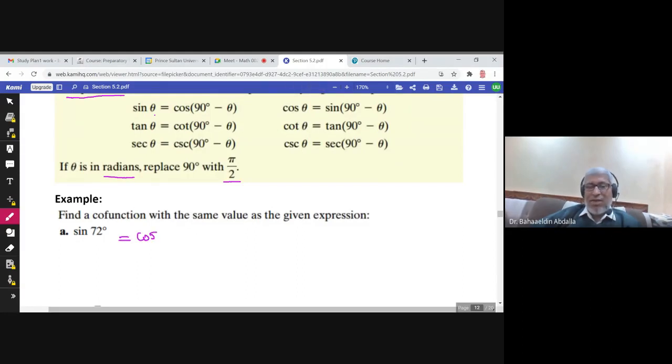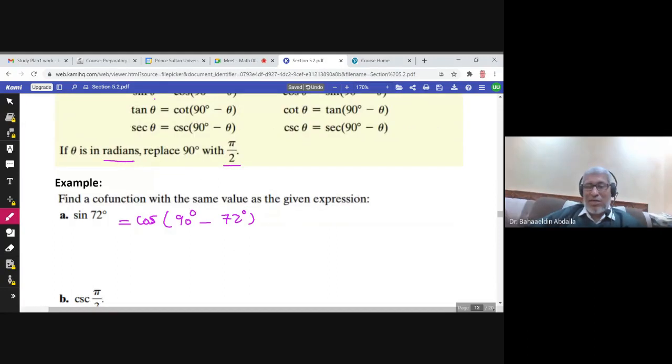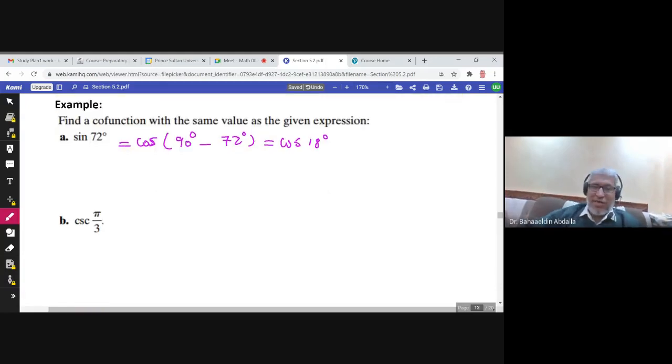Sine 72 would be cosine what? 90 minus 72. Okay, that's the definition. Sine theta is cosine 90 minus theta. So it would be cosine 18 degrees. If you check by the calculator, sine 72, cosine 18, you will find the same answer, exactly the same. So this is very nice. You can change from sine to cosine.